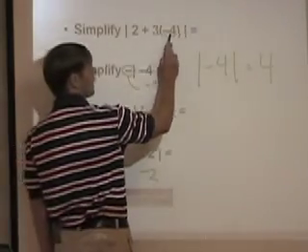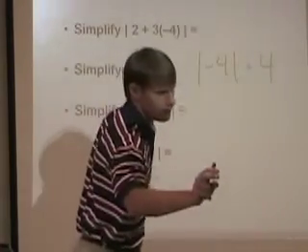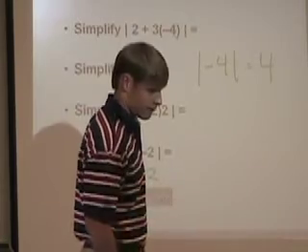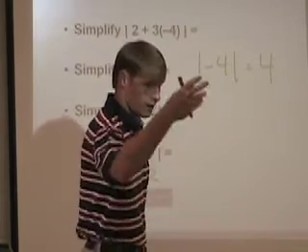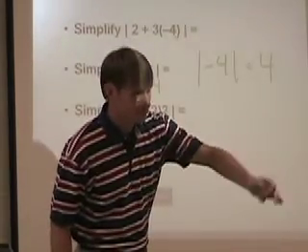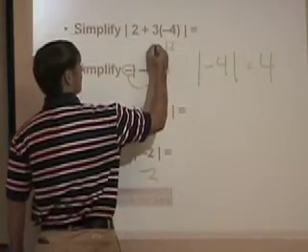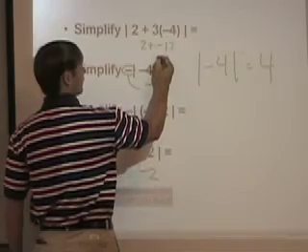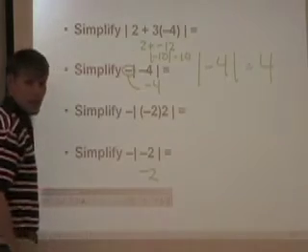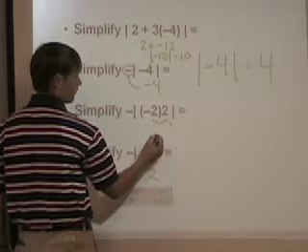Look at this one. What's 3 times negative 4? Negative 12. Say this. A positive times a negative is negative. A positive times a negative is negative. Say it. A positive times a negative is negative. So 3 times negative 4 is negative 12 plus 2 is what? Negative 10. And what's the absolute value of negative 10? 10. You see how you did step by step?